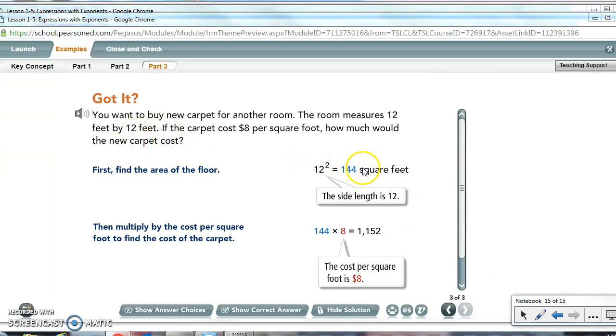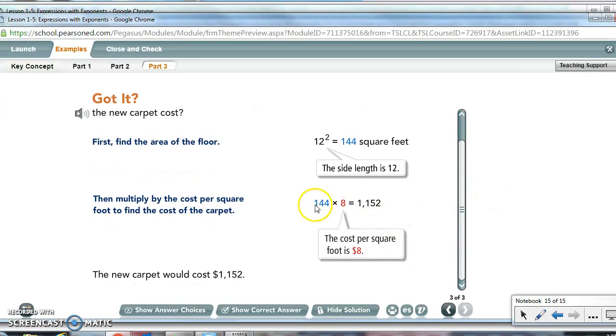12 squared was 144, so your area is 144 square feet. You then need to multiply that by 8 because it was $8 per square foot. And you should get $1,152 for your total.